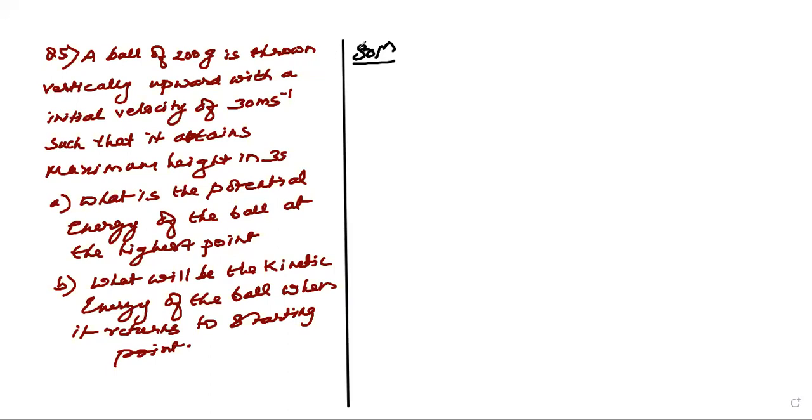A ball of mass 200 gram is thrown vertically upwards with the initial velocity u equal to 30 meters per second, such that it attains maximum height in 3 seconds. The question, A part: what is the potential energy of the ball at the highest point? Potential energy is given by the formula mgh.